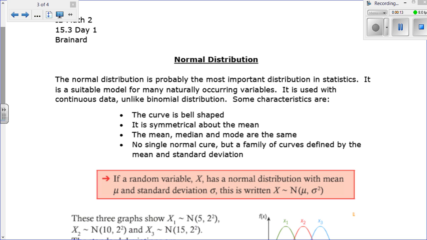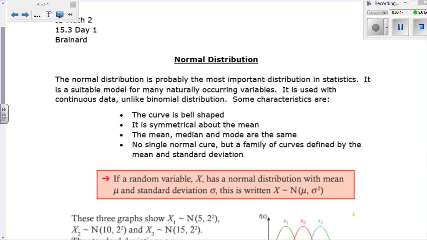The normal distribution is probably the most important distribution in statistics. It is a suitable model for many naturally occurring variables. It is used with continuous data, unlike the binomial distribution. Think of IQs, heights, weights, SAT scores. All those kinds of things are normally distributed. So that's what we're going to be using when we're talking about these.